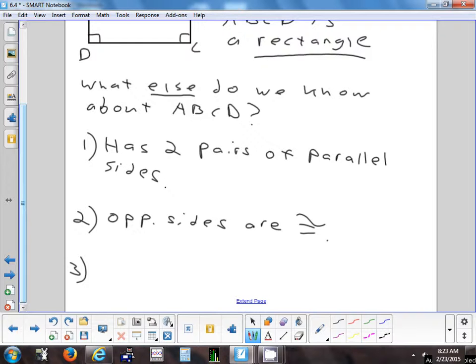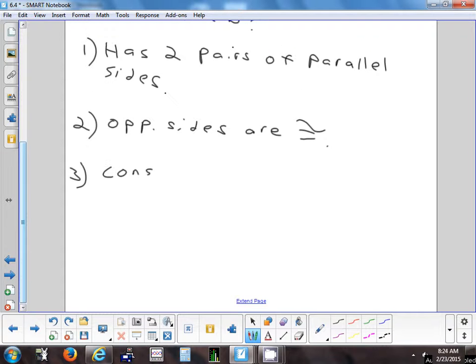What else? You can think of at least three more things. We'll just name a couple. Consecutive angles are supplementary. Consecutive angles add up to 180. All right, so that's good. And somebody give me one more thing.